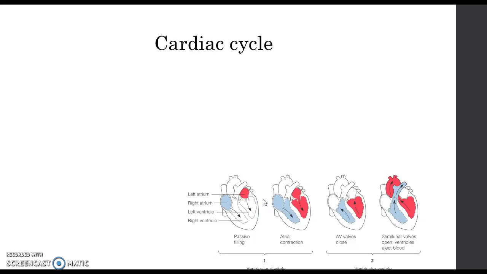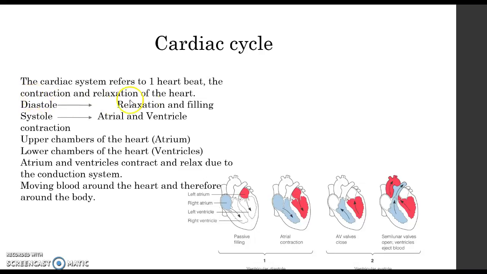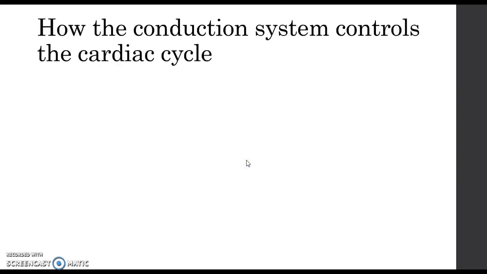Compared to that, we've got the cardiac cycle, which is how the heart contracts and how it fills. So diastole happens, which is the relaxation phase where it fills, and systole happens in the atria and ventricles, which is where it contracts and the blood is removed. So the upper chambers are the atria and the bottom chambers are the ventricles. Atria and ventricles contract and relax in the cardiac cycle, moving blood around the heart and therefore around the body. So the conduction system controls the cardiac cycle.